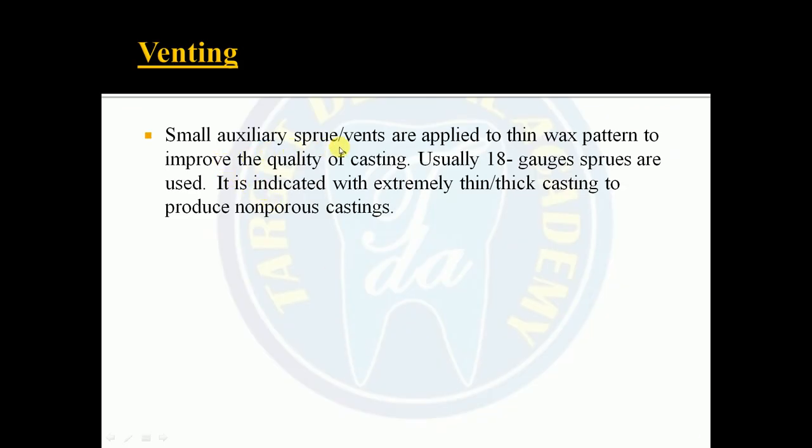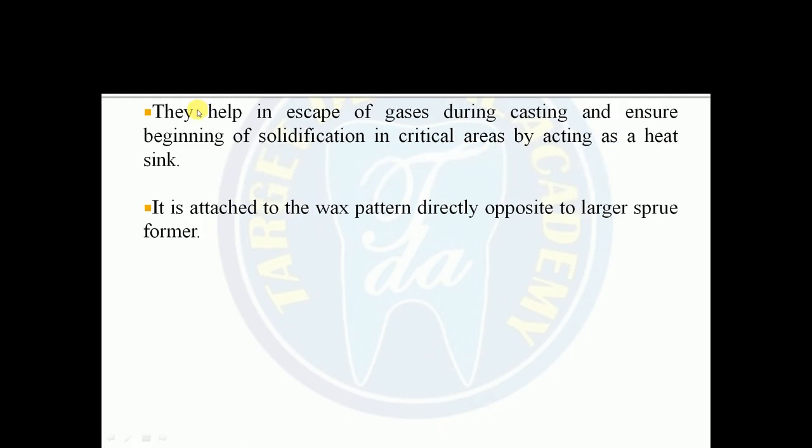Venting. Small auxiliary sprues or vents are applied with thin wax to improve the quality of casting. Usually 18 gauge sprues are used. It is indicated with extremely thin or thick castings to produce non-porous casting. They help in escape of gases during casting and ensure the beginning of solidification in critical areas by acting as a heat sink. It is attached to the wax pattern directly opposite to the larger sprue former.